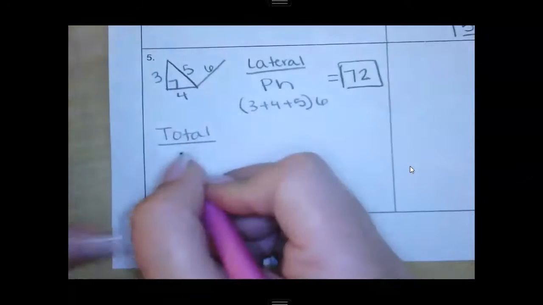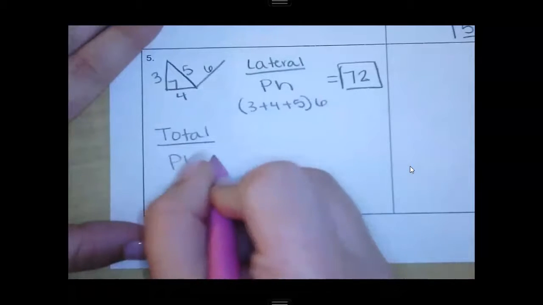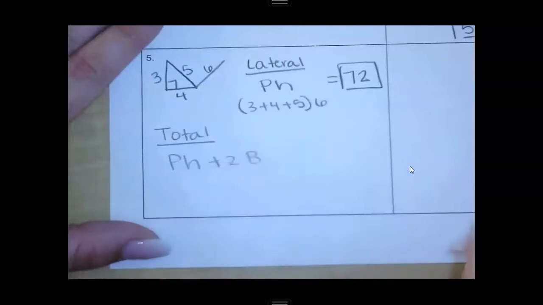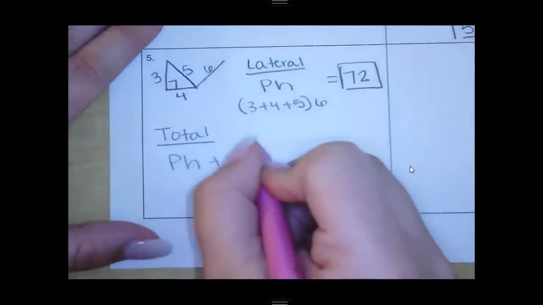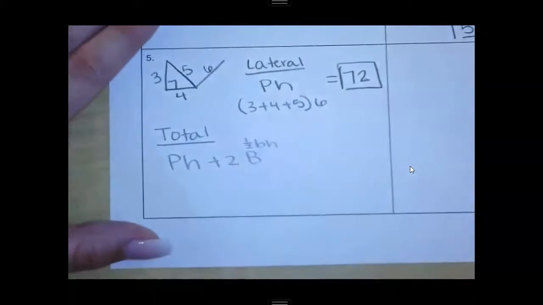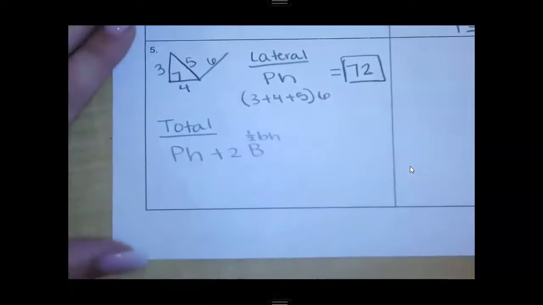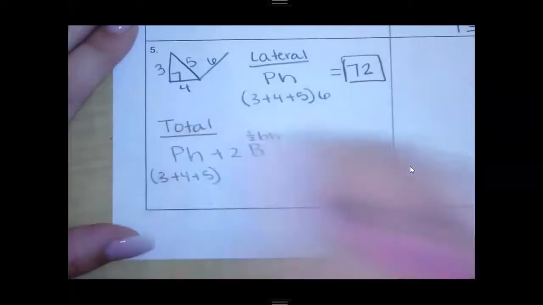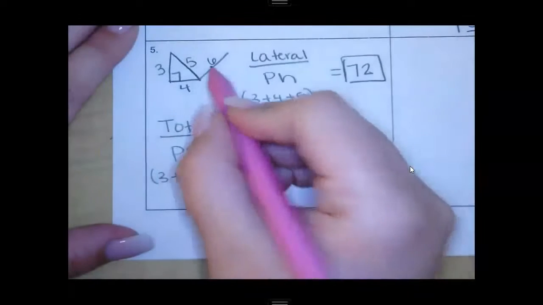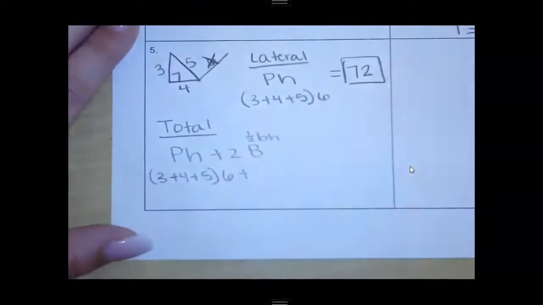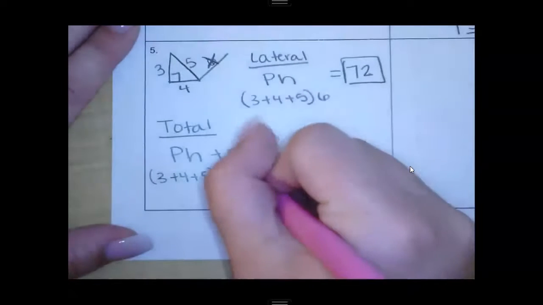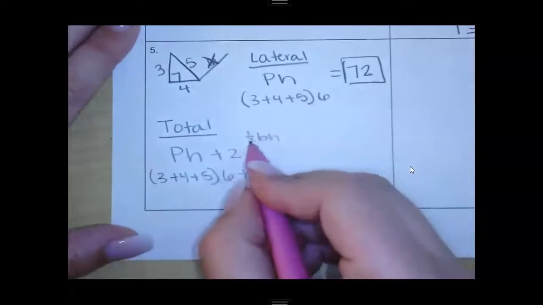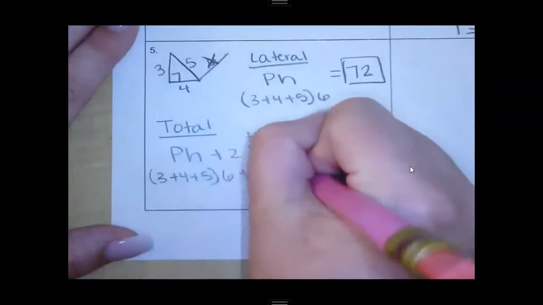We're going to use that other formula for total. So big P times H plus 2 times big B. Remember, you're going to write that 1/2 little b little h on top. All right, now fill it in. We've got 3 plus 4 plus 5 for your perimeter. Your height is that 6 plus, go ahead and cross off your 6 so you don't use it again. 2. Instead of 1/2, I'm going to use 0.5.